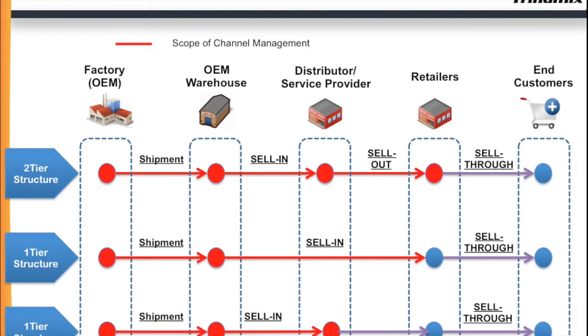This template supports multiple tier distribution architecture, which includes factory, OEM, warehouse, distributor, and retailers. With them, we can have many versions of single-tier architecture and two-tier architecture, where you track the numbers at your site, distributor, and the retailer.